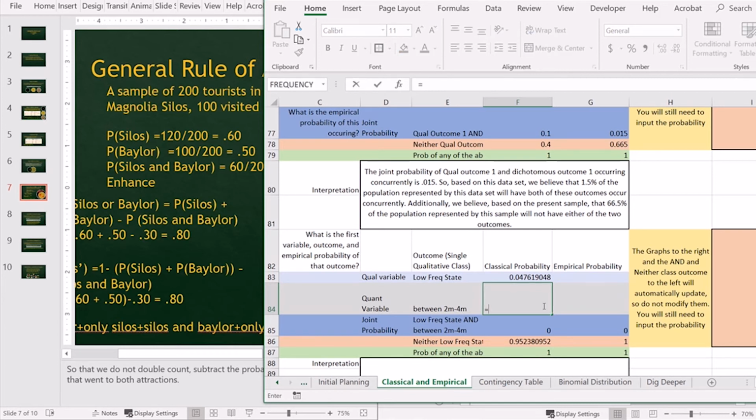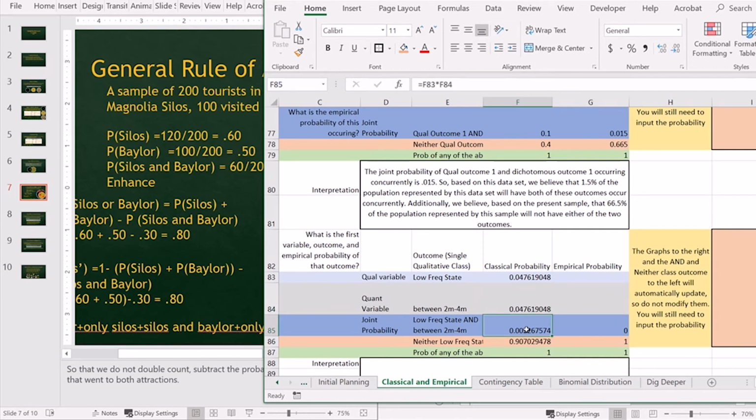Anyone? What is the classical probability of having a company between 2 million to 4 million? How many classes are there? 21. So what's the classical probability of 1 out of 21? So equals 1 divided by 21. Okay. And so guess what?